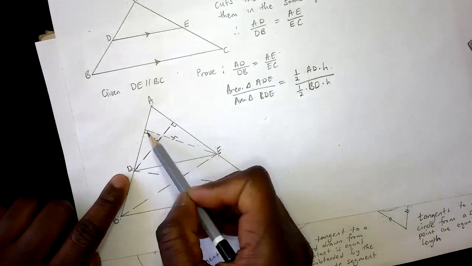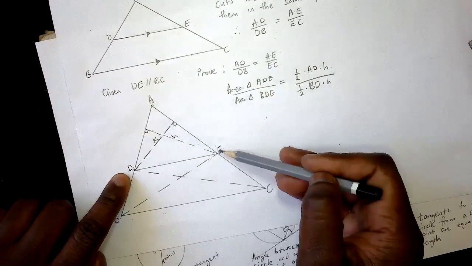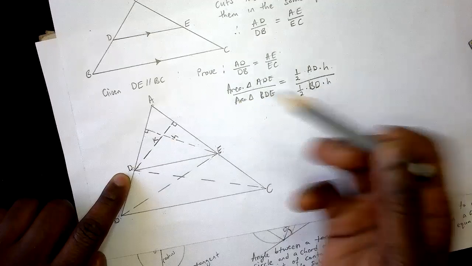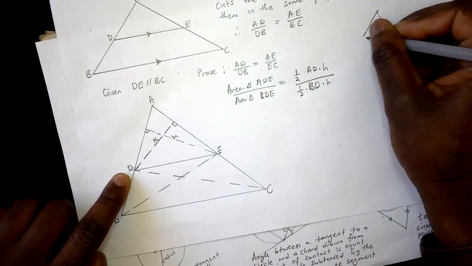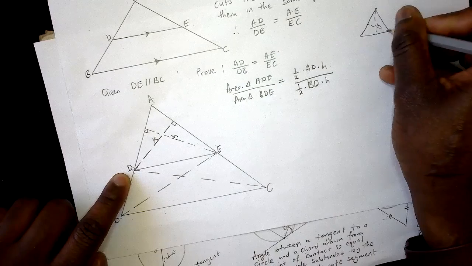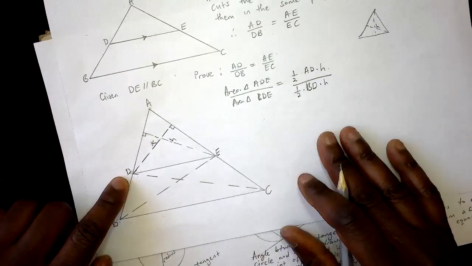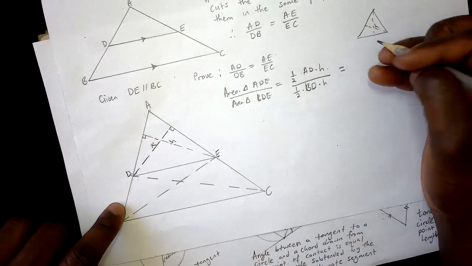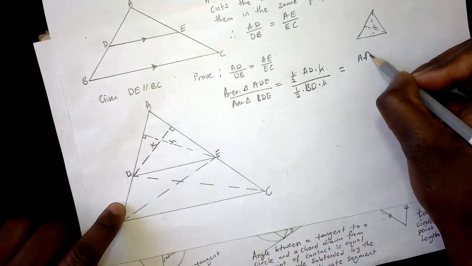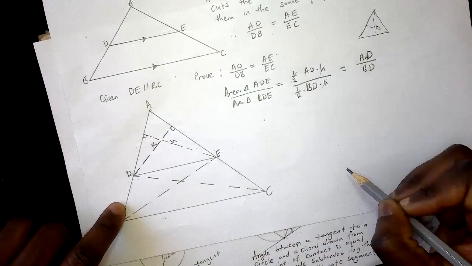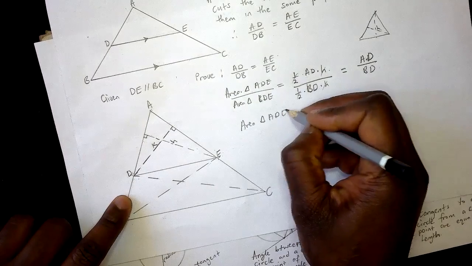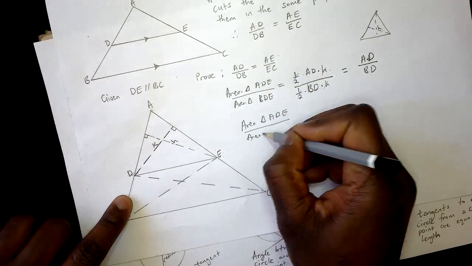Then for triangle ADE, we can use two different heights here, H or K. It's a triangle like this, so you need a perpendicular height here that you will deal with. You can even use this height as your height. It's still the same. Then we cancel H and H because they are the same, and the halves, and we are left with AD over BD.